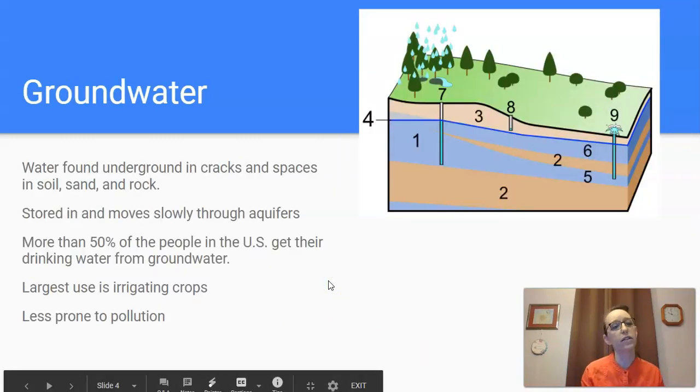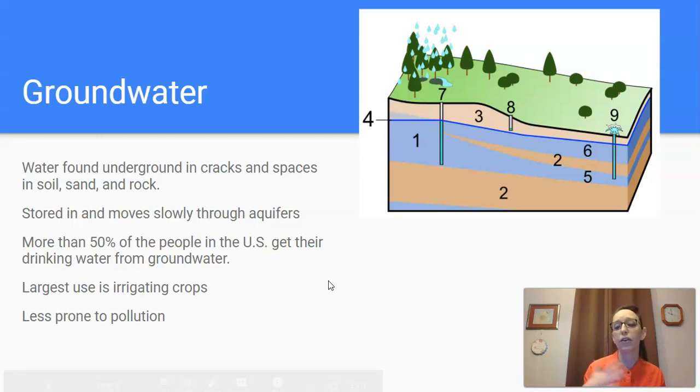Now, groundwater is going to be that water that's found underground in cracks and spaces in soil, sand, and rock. It's stored in and moves slowly through aquifers. More than 50% of the people in the United States get their drinking water from groundwater. Largest use is irrigating crops. It's less prone to pollution. So our groundwater can still possibly have some pollution, but it's going to be less likely to be polluted compared to our surface water.